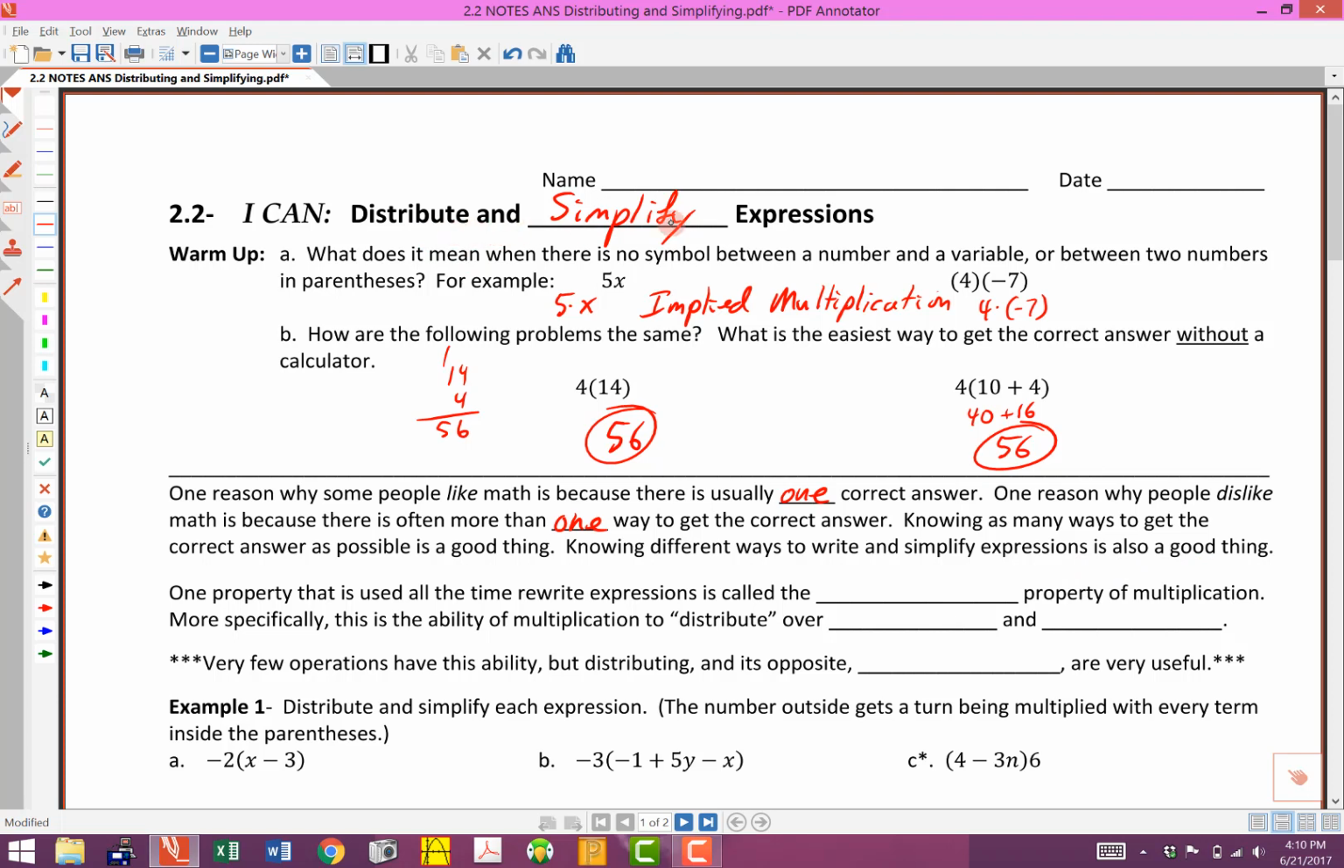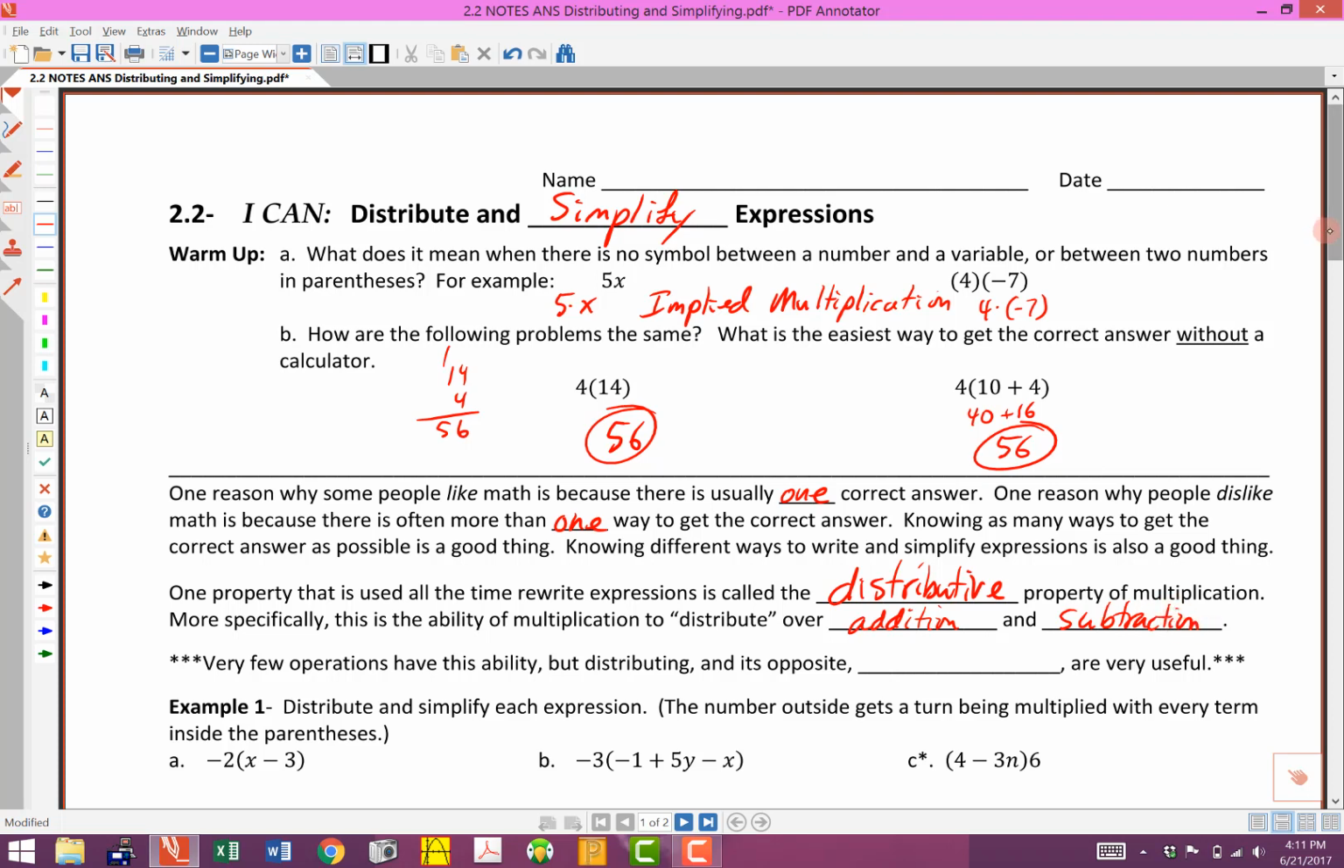We're going to learn some other ways that we can simplify expressions, and we're going to specifically use something called the distributive property. One of the properties that's used all the time to rewrite expressions is called, we'll write the word, distributive. I would be surprised if you've never heard of this before, but we're going to go a little more in depth and see how we can apply this in different situations. The distributive property is short for the ability of multiplication to distribute over addition and subtraction, and you'll see what we mean as we go through some of these problems.